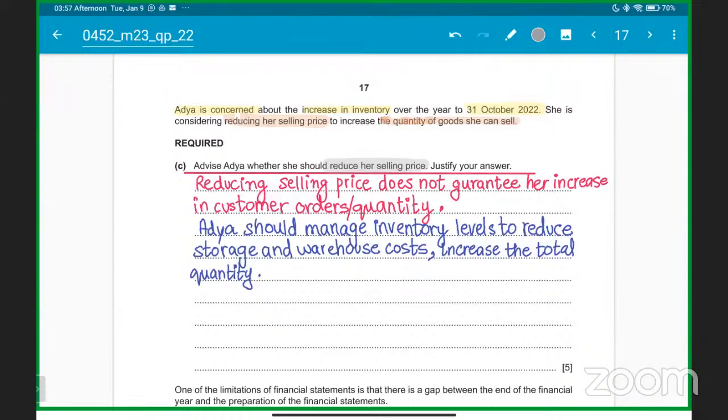Okay, it will also reduce, agar aap selling price reduce karenge and there will be more inventory sold, it will reduce the risk of the theft and the damage. Okay, obsolete hone ka. Everyone getting it? It will reduce the risk of theft and damage. Agar aapki inventory early sell ho rahi hai, it will reduce the risk of theft and the goods being damaged. Everyone getting it? Following?